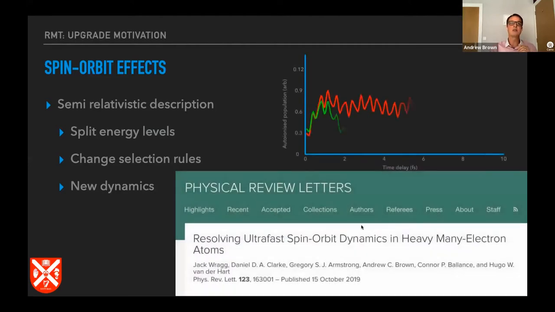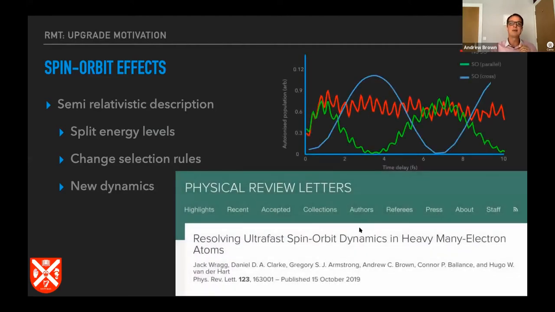I'm not going to talk about these results too much today because I want to focus on these more recent results. But this was looking at the auto-ionizing states in krypton. And what we were able to show is this very clear signature of the spin-orbit interaction where you get this oscillation in the auto-ionizing yield dependent on whether or not you have the spin-orbit interaction switched on. And actually we used the arbitrary polarization capability here as well because we had parallel polarized pump-probe and cross-polarized pump-probe setups, and you see we get this anti-phase relationship between the two results here.